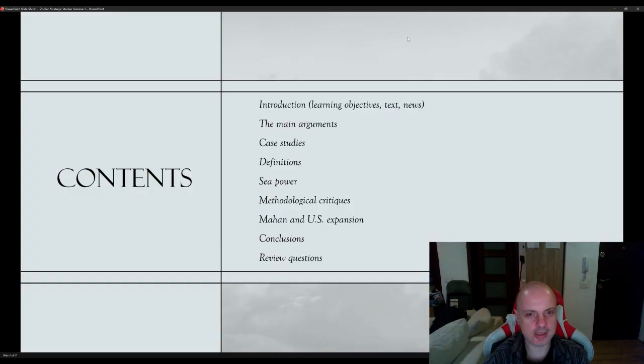One second, this is the outline. We will have an introduction, main arguments, case studies, definition, and several specific topics like Mahan and his definition of sea power and command of the sea, methodological critiques, and Mahan's view on US expansion at the end of the 19th century.